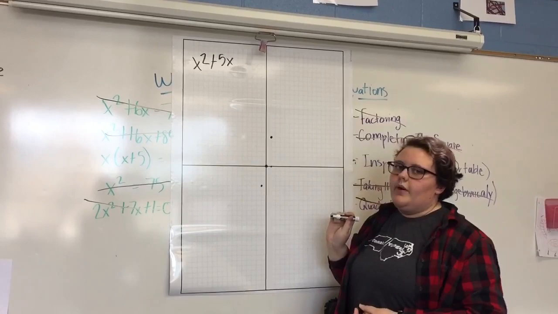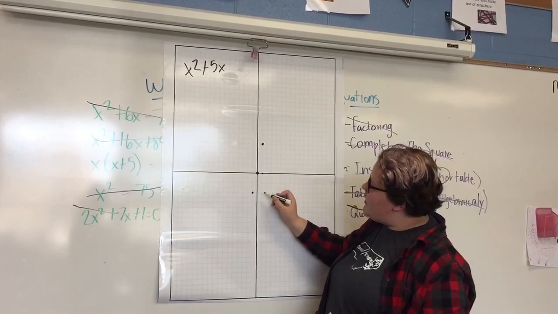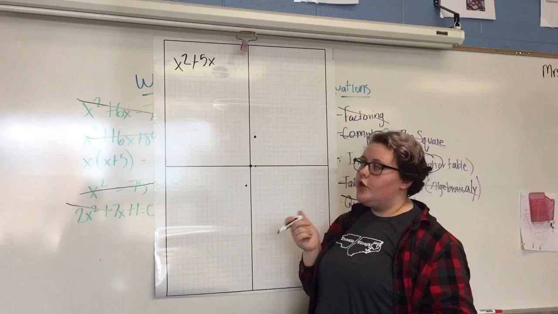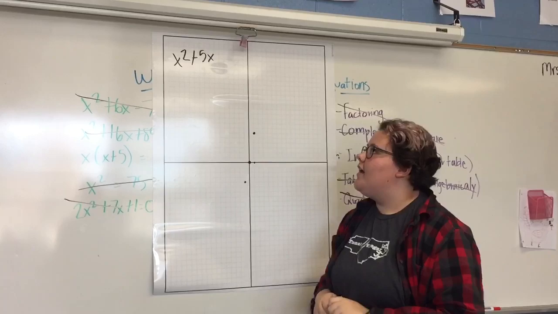Okay, so then I suspect this might be our vertex because it's going down. We know it's going to be a positive parabola because the leading coefficient a is positive 1. So then let's put in negative 2. Negative 2 squared is 4, and then 5 times negative 2 is negative 10. So 4 minus 10 is negative 6.